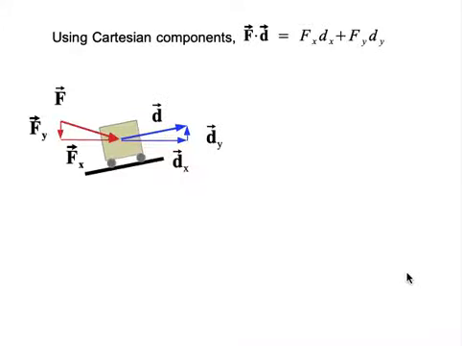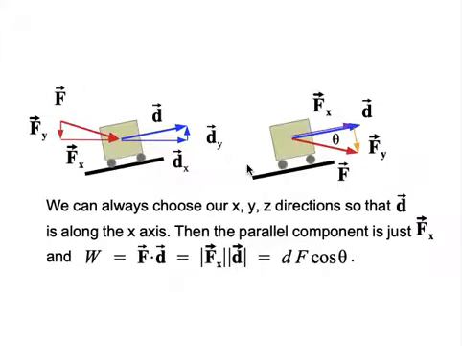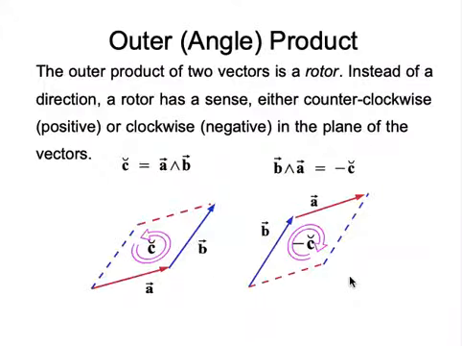We could use Cartesian components. We could say f dot d is fx dx plus fy dy. In this case, we've chosen our coordinates so that our y-axis is vertical and our x is horizontal. But we don't have to choose that. We could actually choose more convenient coordinates so that our d is in the x direction, in which case f just has an x component and a y component. So our work is f dot d, or fx times d, or again d f cosine theta.